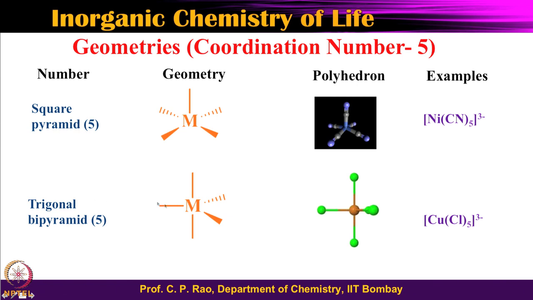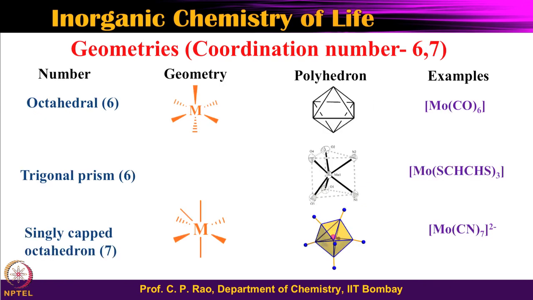Then you can see the example of trigonal bipyramid. This is trigonal, and this is the bipyramid: 3 in a row, and 2, one above and one below. So, by looking at the previous one and this, let us continue with the 6 and 7 as well. 6-coordinated, as I said, we have octahedral geometry. The kind of polyhedral structure is also shown here.